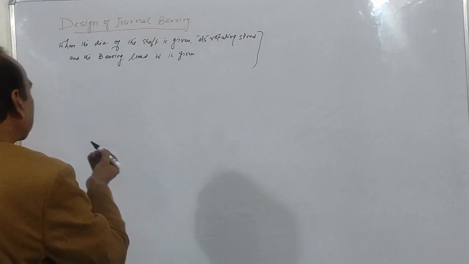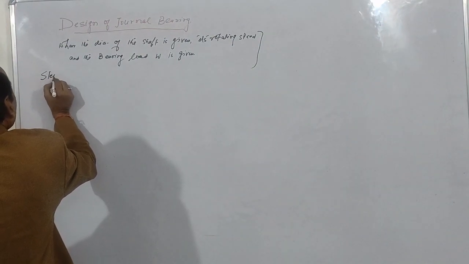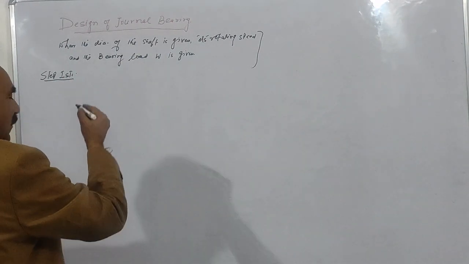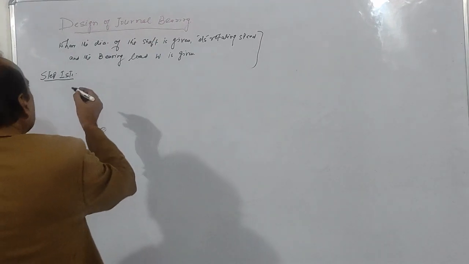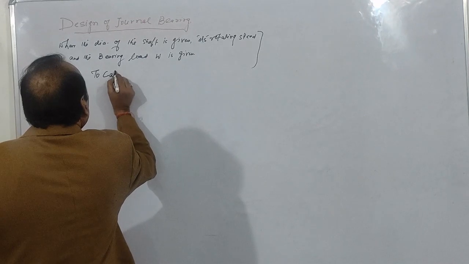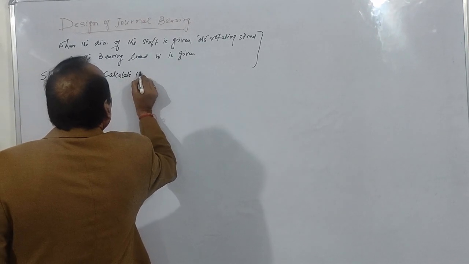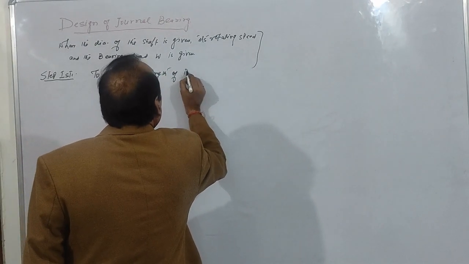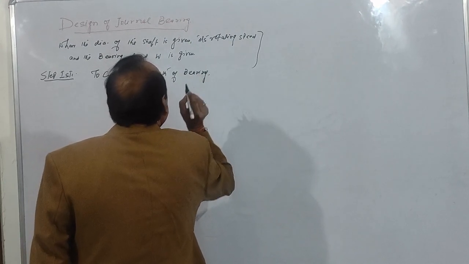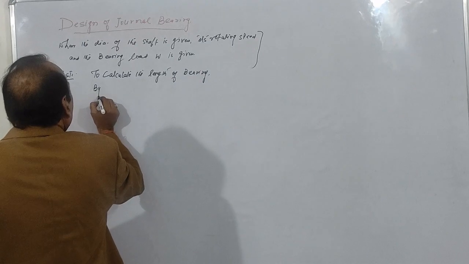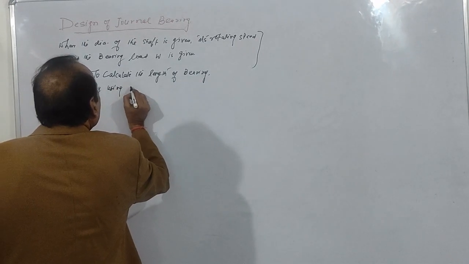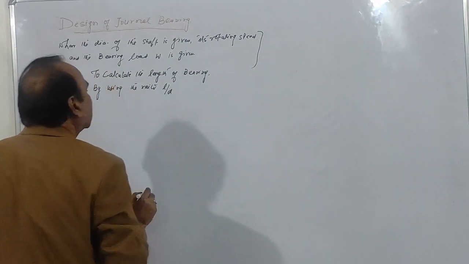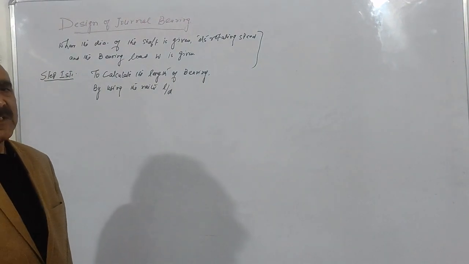So what is your step number one? Remember, when you design the bearing, your step number one is to calculate the length of the bearing. To calculate the length of the bearing, you use the ratio L by D from the table.